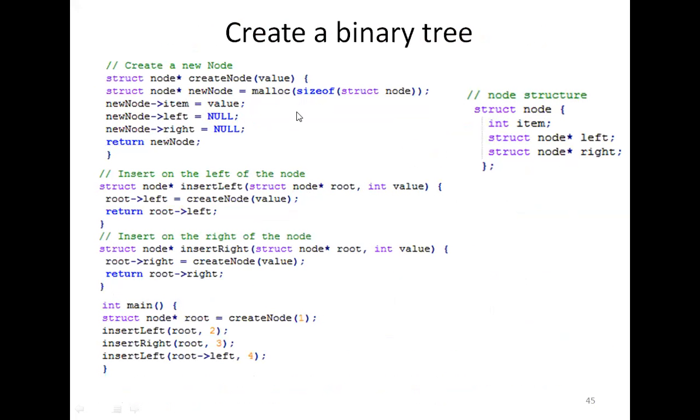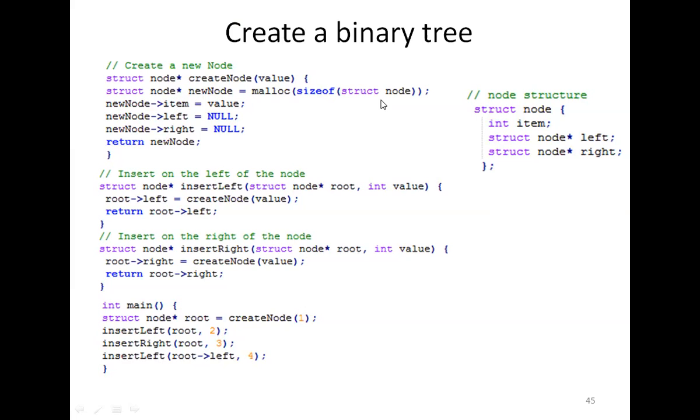Then create a binary tree. So for creating a binary tree, this is the C code. First of all, this is the function name: struct node star create node, with value. The value will be passed while calling this function. So here see, first of all you have to create the node. So struct node star new node. New node is the pointer which will store the address of the newly created node. So it's equal to malloc size of struct node.